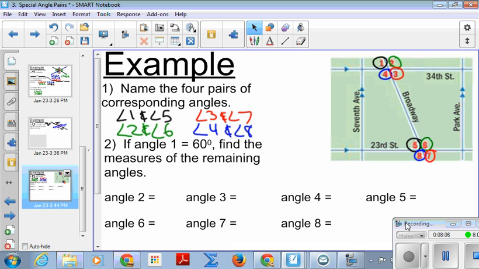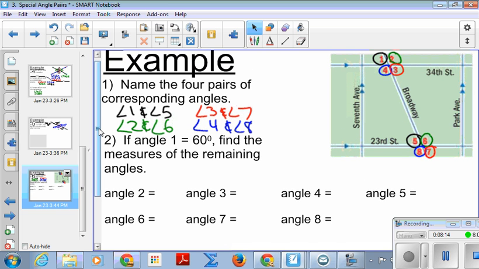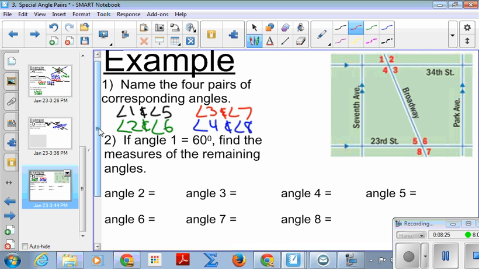And now what we're going to do is try to find the measure of all of our angles. So if angle 1 is 60 degrees, we're going to find the measures of all the remaining angles. So I'm going to go ahead and erase that. And we can use, again, any of the vocab, any of the angle pairs we've learned in this lesson or from previous. So I'm going to use the corresponding angles to help me out here, because we know that those are congruent from definition. So if angle 1 is 60, I know that angle 1 and angle 5 correspond. So angle 5 has to be 60 degrees.